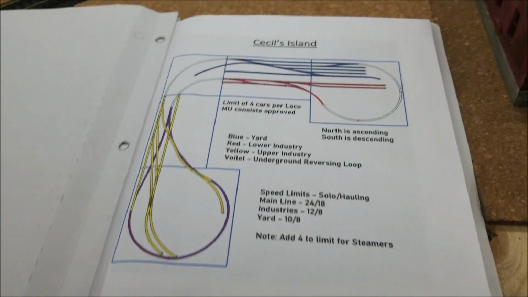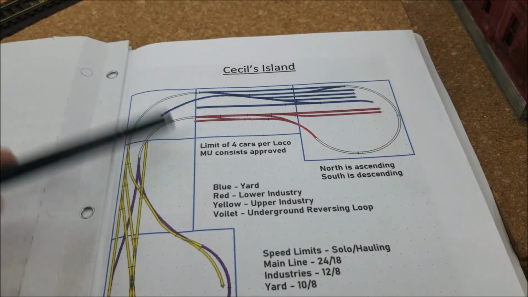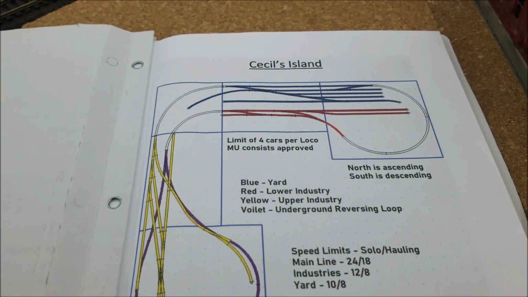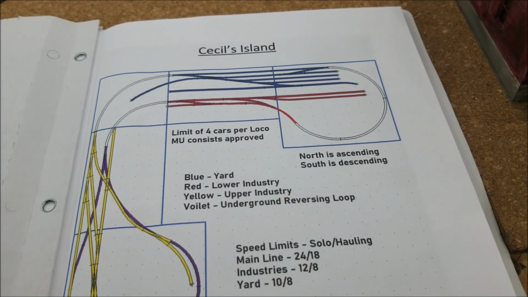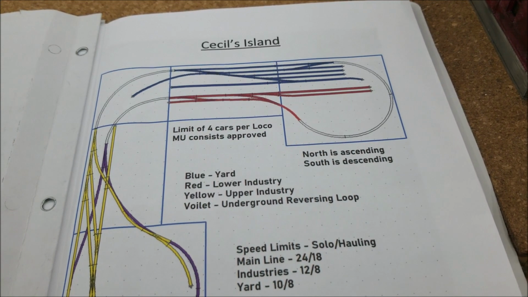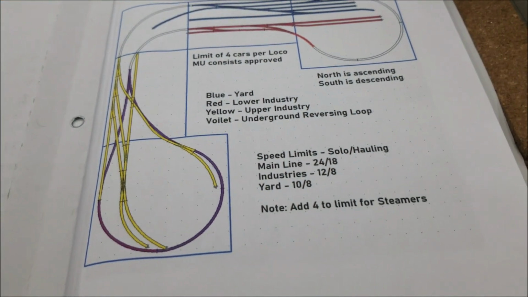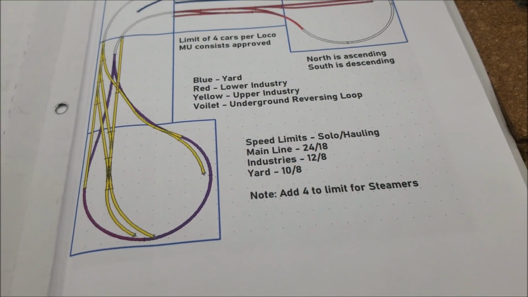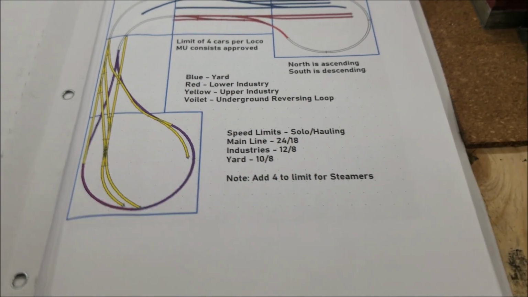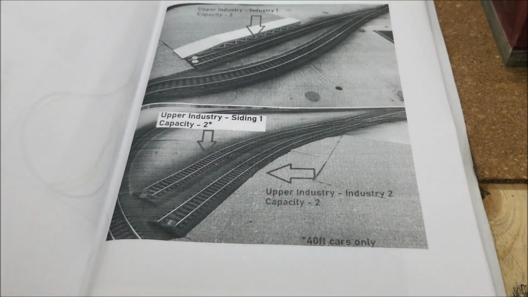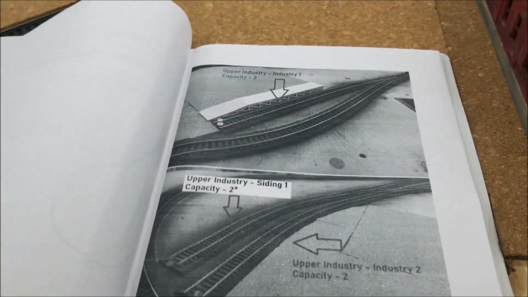We also have some small rules like the limit of 4 cars per loco, but multi-unit consists are approved. Some directional for north is ascending and south is descending, and of course some speed limits that were completely ignored by M&M Rails when he thought I wouldn't notice. Spoiler, I noticed.